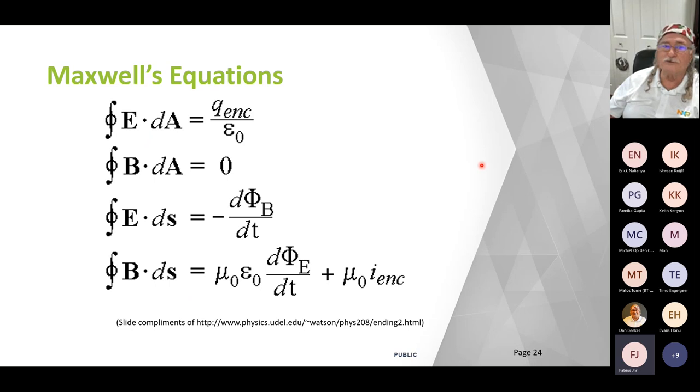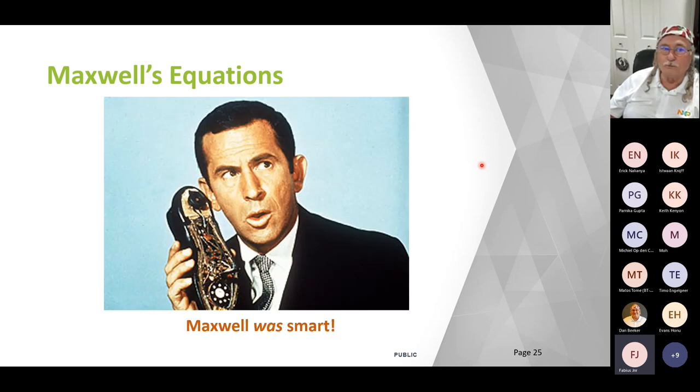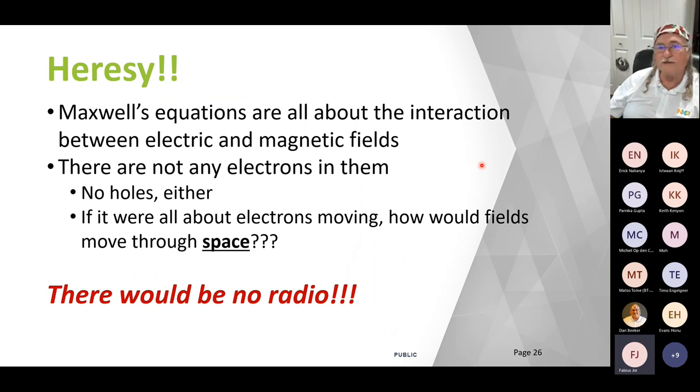And we as an industry have lost touch with the true nature of what we do for a living, which is to design systems that generate, manage, and consume electromagnetic fields. And this is important to have in your brain. You don't need to know the equations, but we do acknowledge that Maxwell is very smart, like I said, and his peers. So the equations are about the interaction between electric and magnetic fields. They're not talking about electrons. They're not talking about holes.